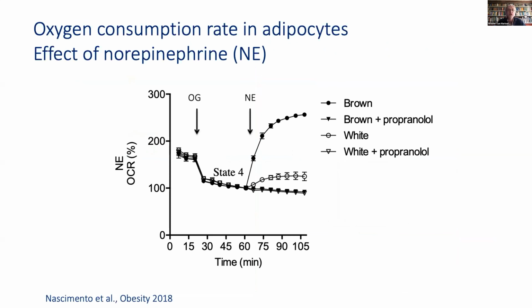This graph shows the experiments we did. We have state 4, which is the uncoupled state. With the uncoupled state, we measured the oxygen consumption and then activated the cells with norepinephrine, indicated by NE. You see that in brown adipose tissue there's an increase in energy expenditure, much more than the increase in the white adipocytes. So yes, it's functionally active also in culture.